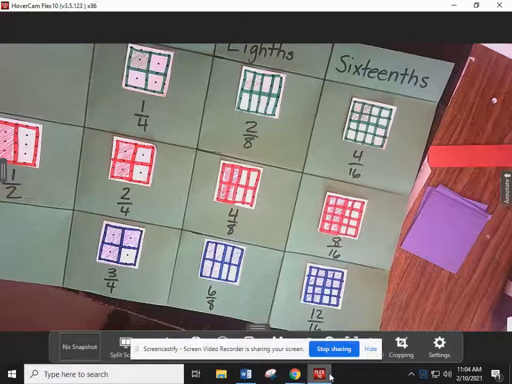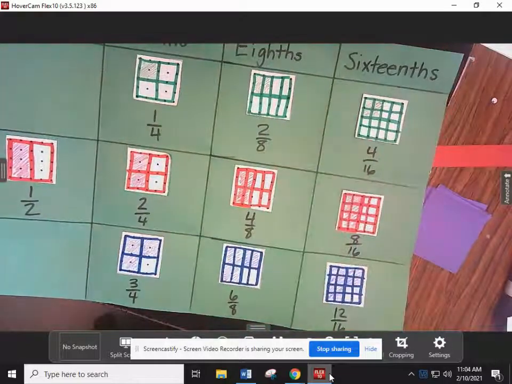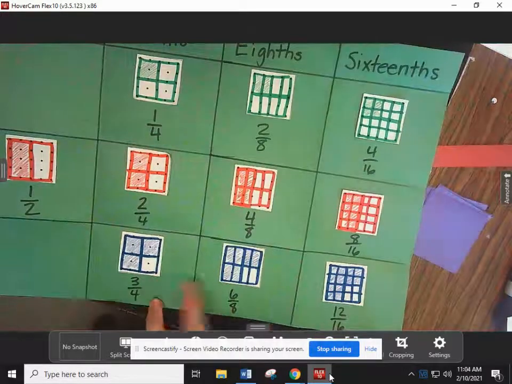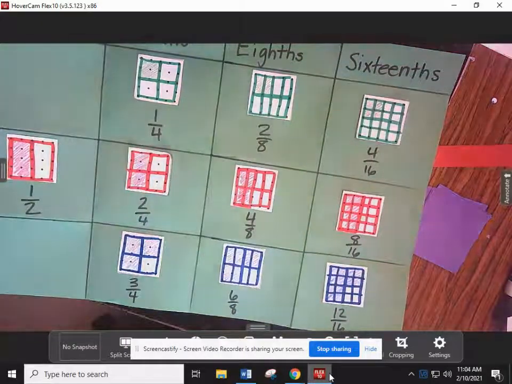Yes, Luke? It's 2/8 or 4/16. Oh, it could be 2/8 or 4/16. So, again, making certain that your denominators are the same. And if your denominators aren't the same, you start looking for something so that both of them are similar.